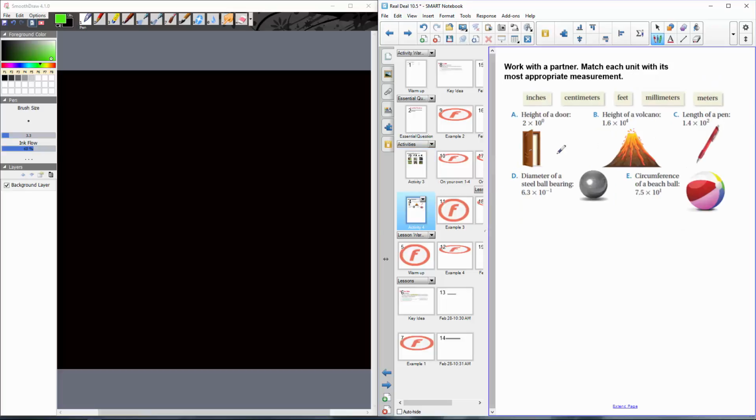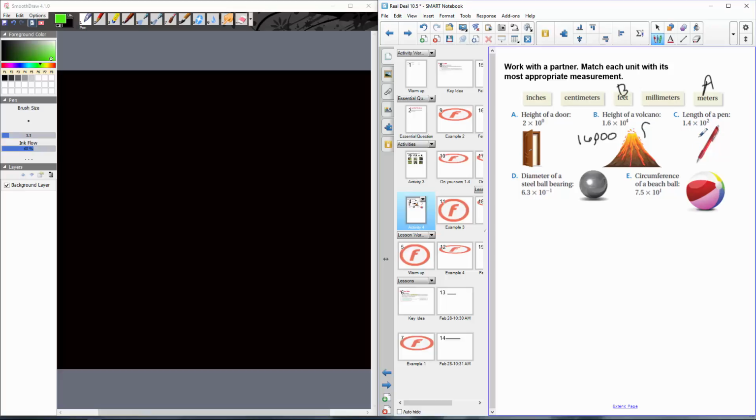Now if I look at these here, and I'm going to match this up with the various things, if I have 2 times 10 to the 0, that's really 2 times 1, right? So that would be meters. So I'll say A here. The height of the volcano, if I change this, I'm going to have 16,000, right? Have to go over 4 places. So 16,000 what? And we'll say feet. So this is B.